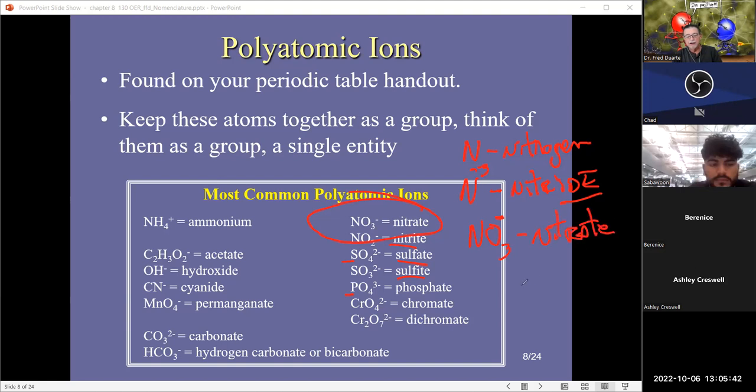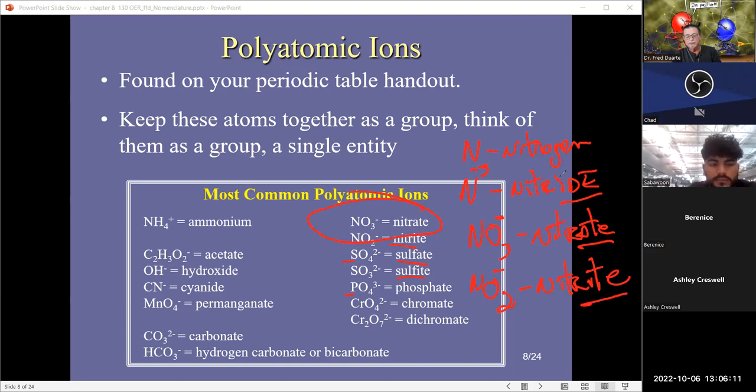Nitrate. Now, nitrogen can have another example of it bonded with oxygen, and that's the next one that's bonded with two oxygens and still maintained a negative charge. It is called nitrite, this polyatomic, okay? Nitrite. So note the endings, the suffix: IDE, ATE, ITE, okay?